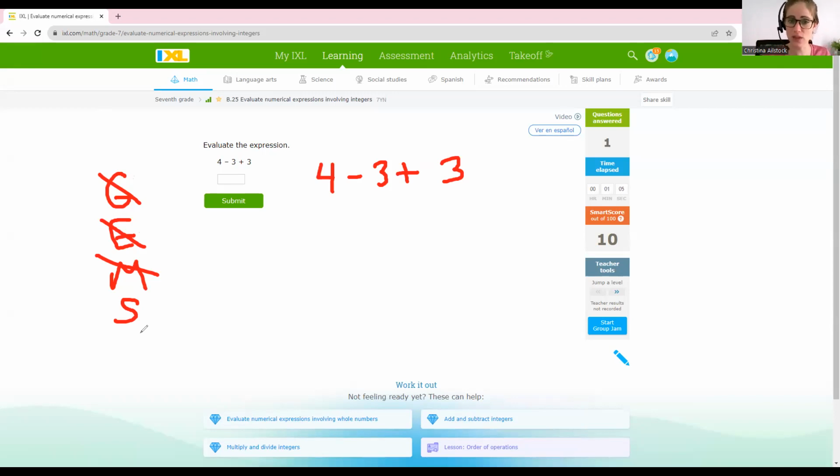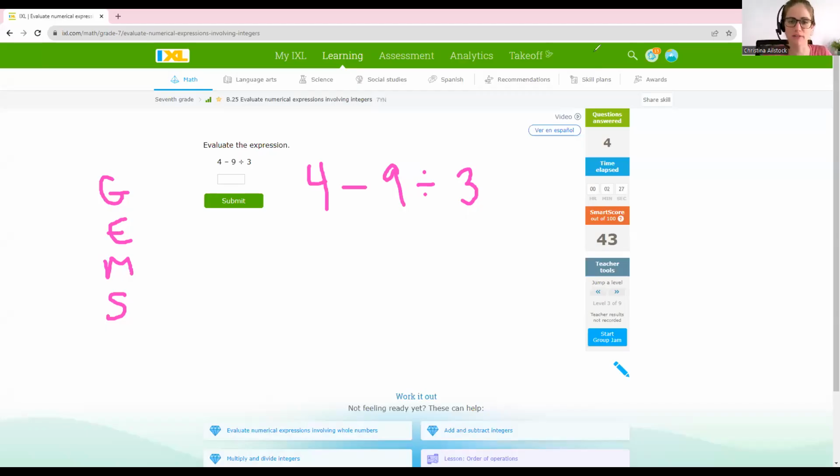And remember, when we get to this step, it's not necessarily that we add before we subtract, or that we subtract before we add. The way that we know what we do first is we go from left to right. So the way that most books are read is from left to right. So we'll start off with 4 minus 3, which would be 1, and then 1 plus 3 gives us 4 as our final answer.